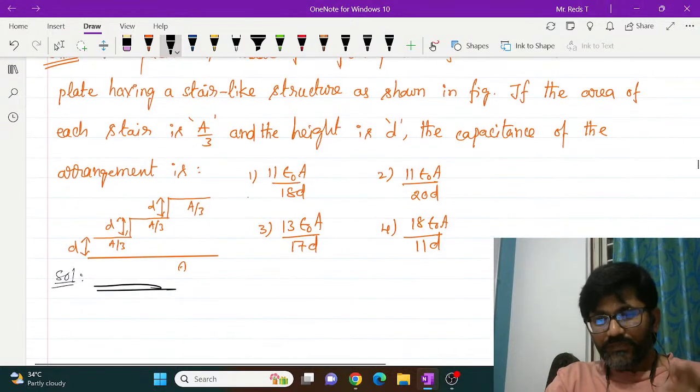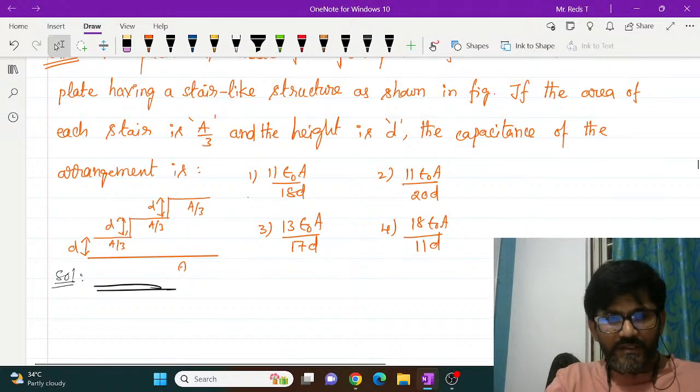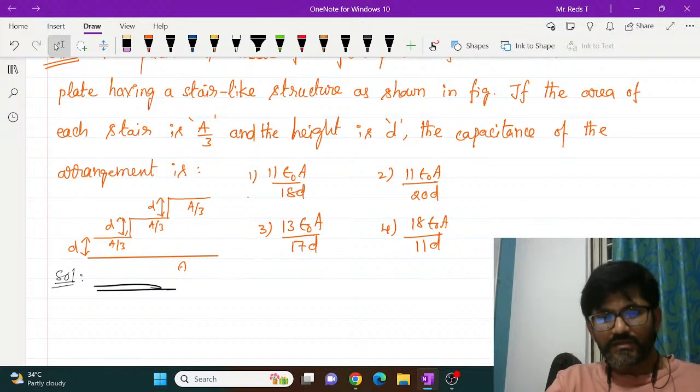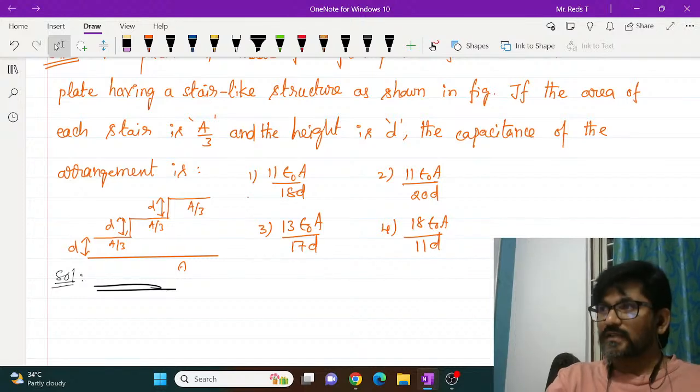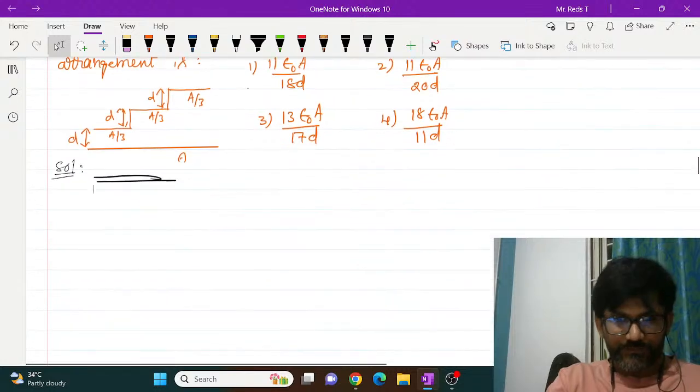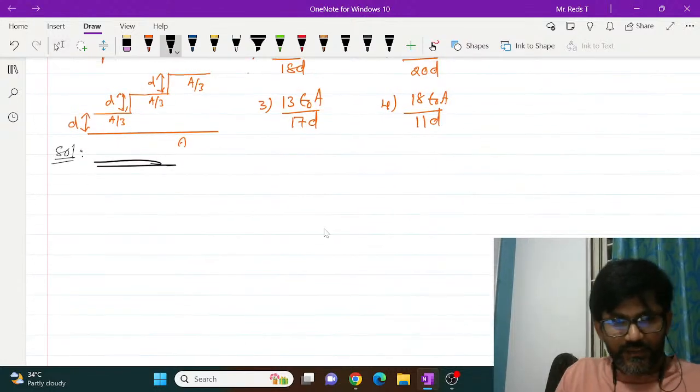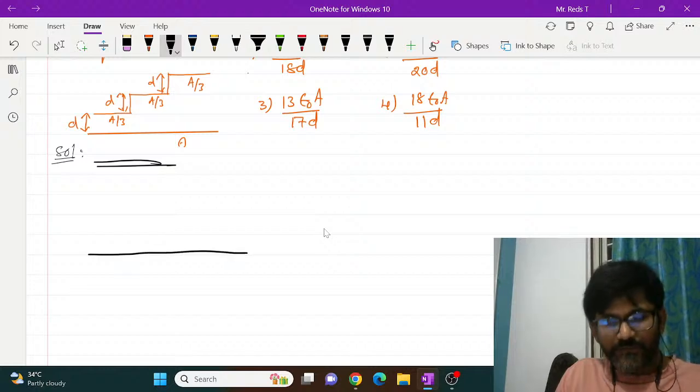Let me complete the question. If the area of each stair is A by 3 and the height is D, the capacitance of the arrangement is. For understanding, let us redraw it. It is given that the first plate is this, and for the second plate we have this one, with a separation of D, and the area of this plate is A by 3. This entire thing is A.